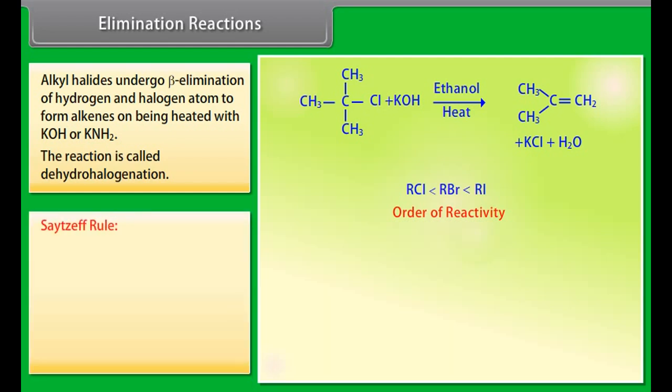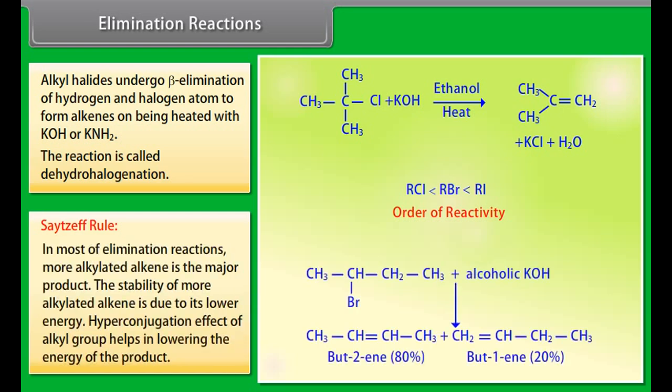Saytzeff rule. In most elimination reactions, the more alkylated alkene is the major product. The stability of the more alkylated alkene is due to its lower energy. Hyperconjugation effect of alkyl groups helps in lowering the energy of the product.